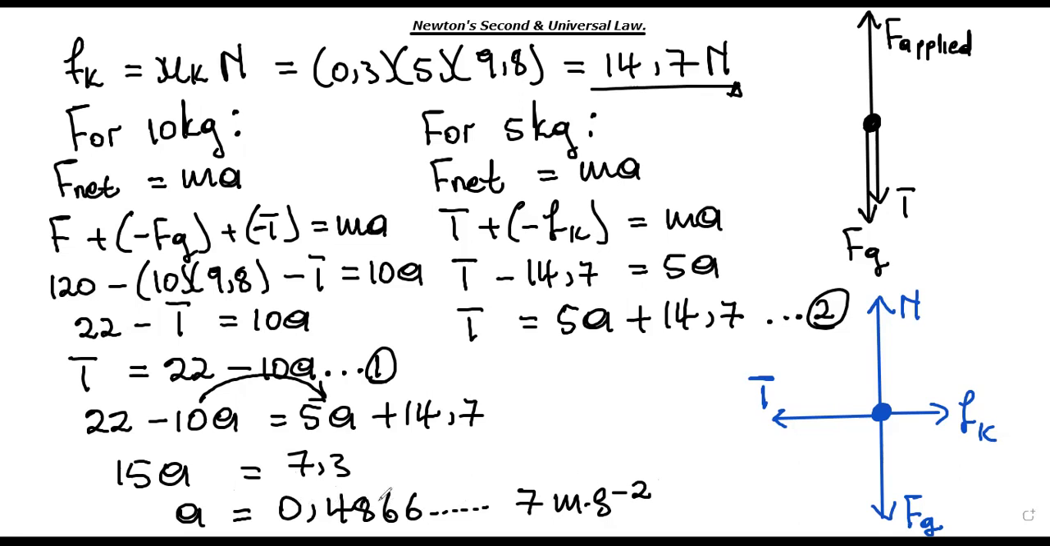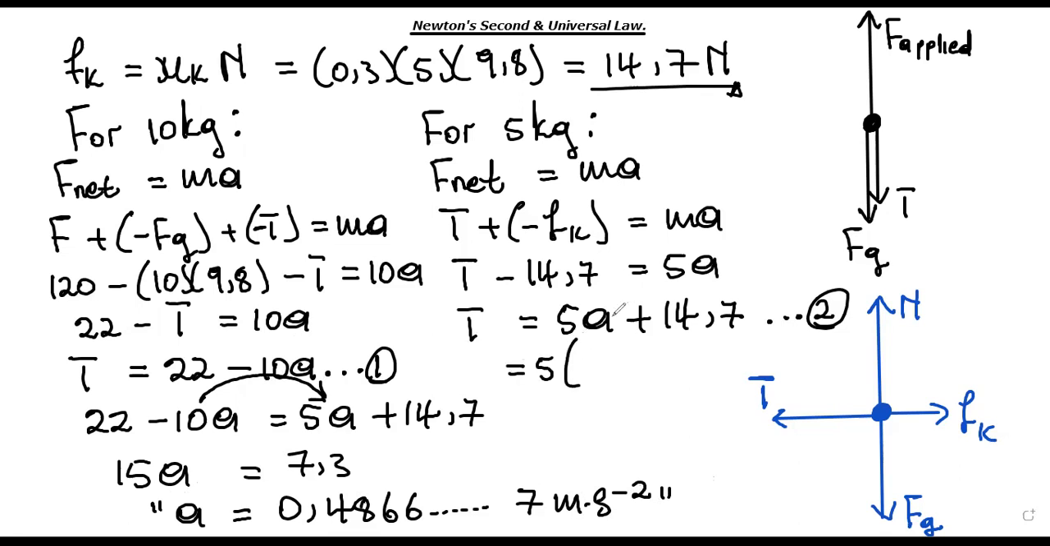It's advisable to write the full answer here so that it doesn't affect your final answer. The rounding off can affect your final answer. Now that you know the size of the acceleration, you don't need to write the direction. Just the magnitude is okay. Now that you know your acceleration, you can substitute it either into equation 1 or equation 2. You'll still get the same answer.